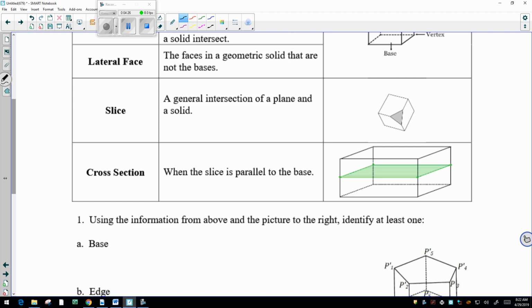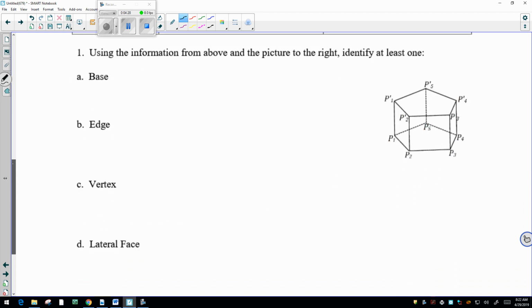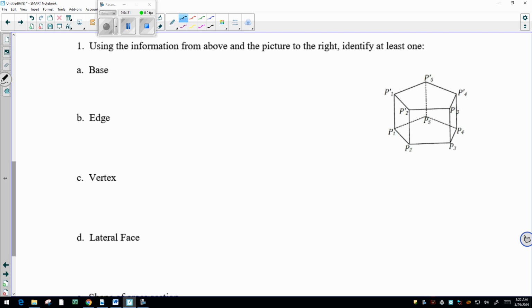So trying to put that vocab to use, we're going to take a look at this picture on the right, and it says using the information, we're going to try and identify at least one base. So we said a base was going to be the two and only two shapes that are congruent, which I'm looking at those being the pentagons. So I could say one of our bases is P1, P2, P3, P4, P5, highlighting this bottom section down here. Now I could say this other base, if I wanted to, is P1, 2, 3, 4 prime, that top side.